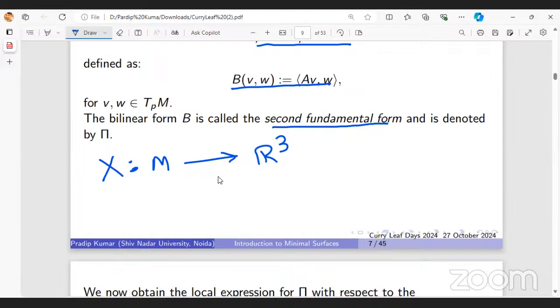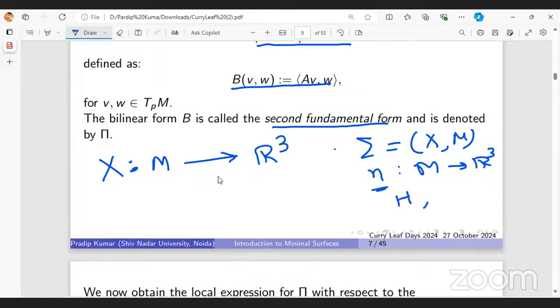So therefore I'm doing this. X from M to R3, you are having a surface in R3, sigma. Remember? X comma M. And then once you have a surface in R3, we have defined the normal N. N is a map from M to R3. And then once we have defined the normal, we have defined the mean curvature and the Gaussian curvature. This is what we have done.